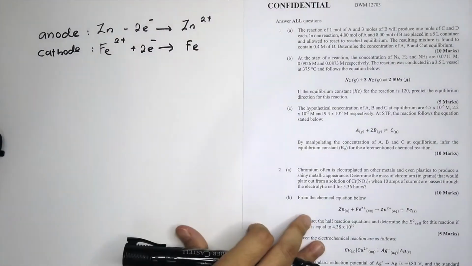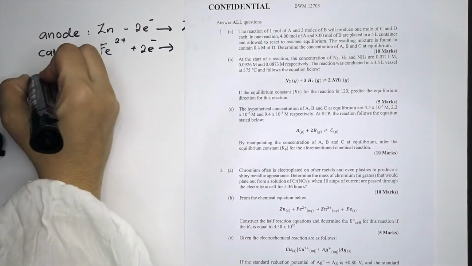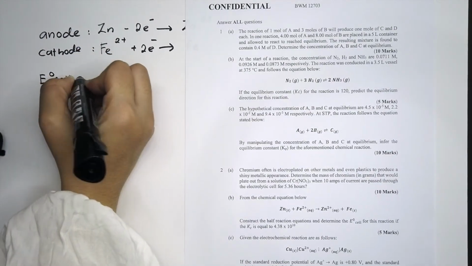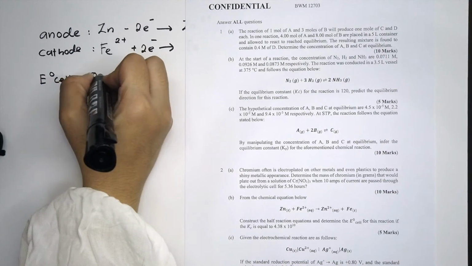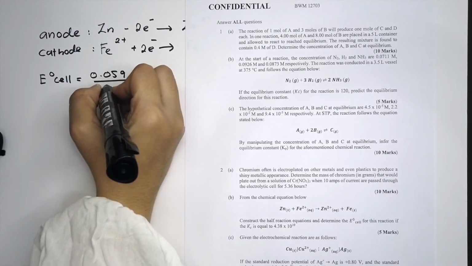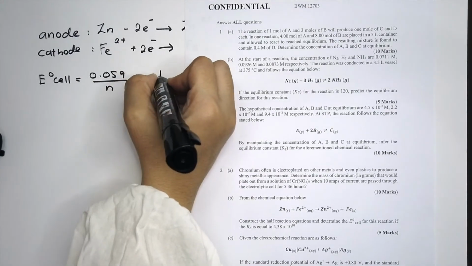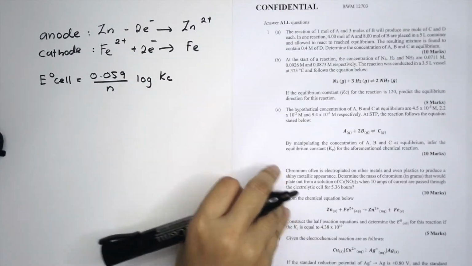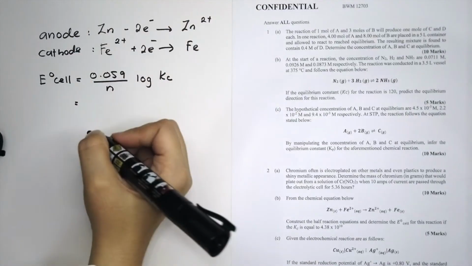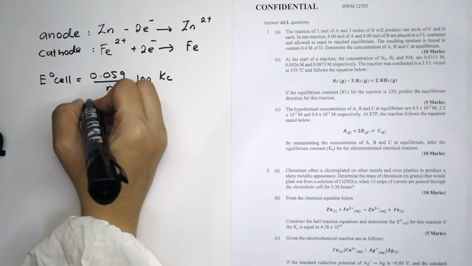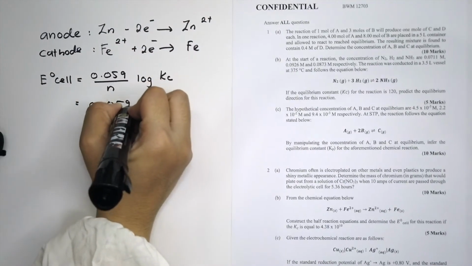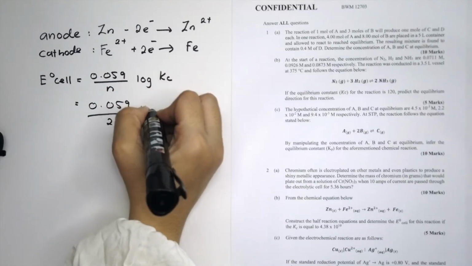Alright, so the question asks you to calculate the E°cell. So the E°cell is equivalent to 0.059 divided by n log Kc. Alright, so what is n? You need to know here that n is the number of electrons. We only have 2 electrons, so n is equivalent to 2. So 0.059 divided by 2 log Kc.